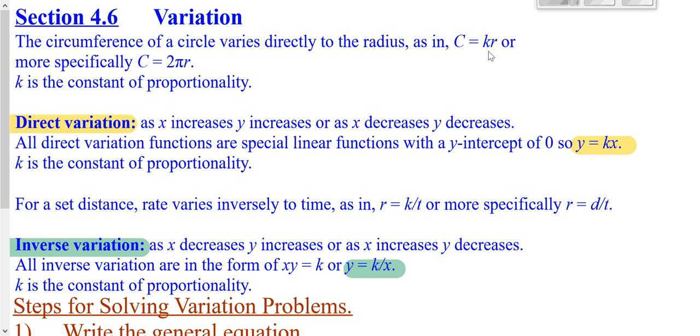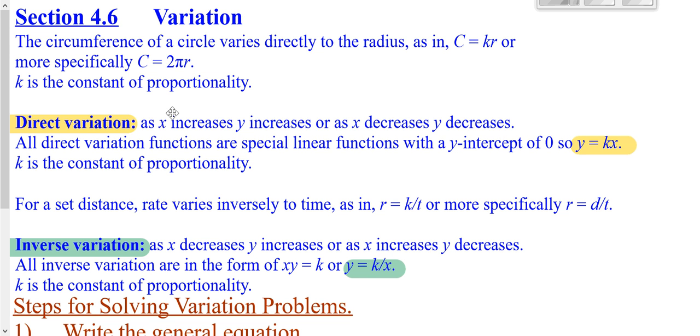All variation problems will have a k. Sometimes you'll know that, sometimes you'll have to figure that out. For this particular problem, our circle varies directly to the radius, with the k value being 2 pi times your radius.